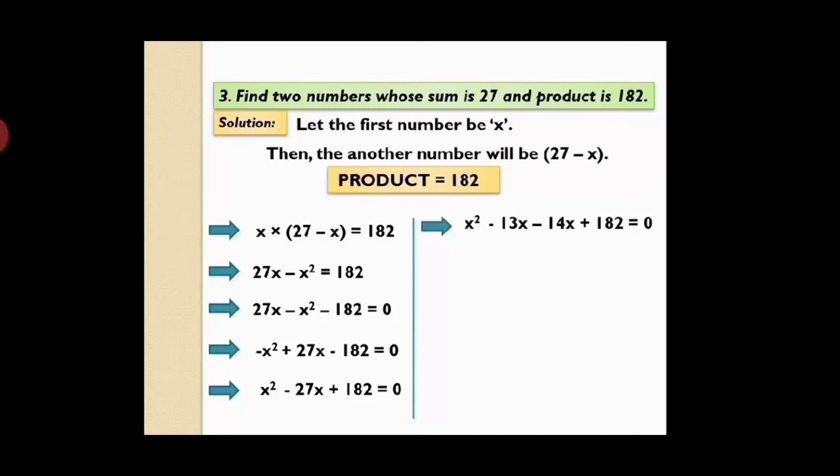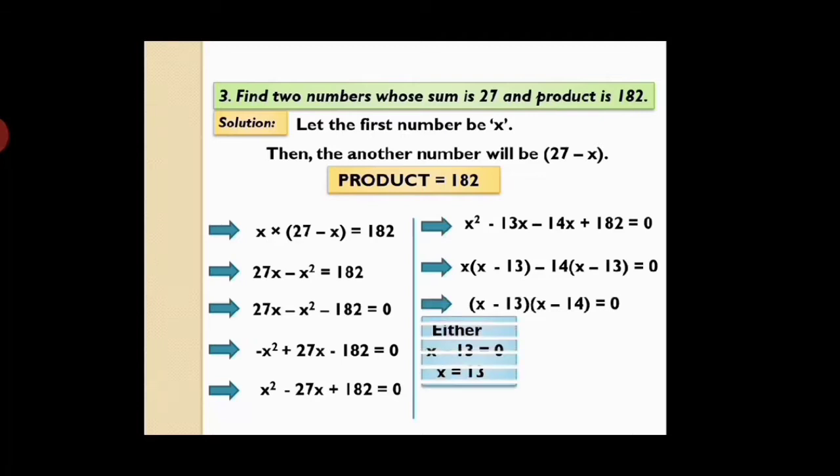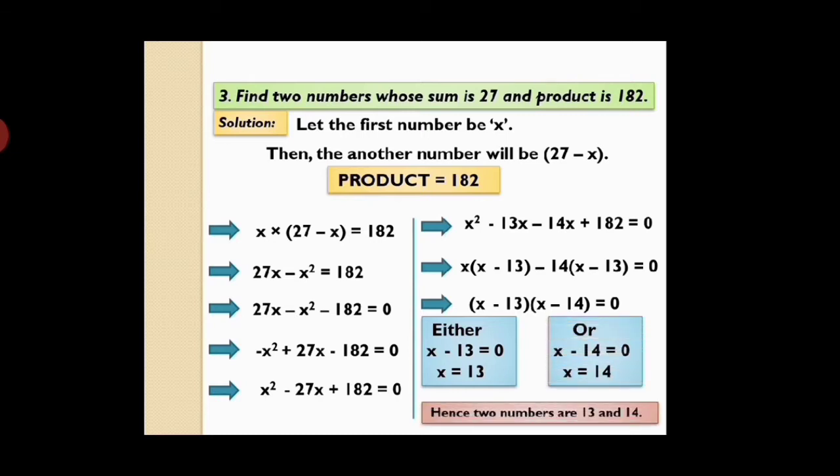Then we will make groups of two terms: x into x minus 13 minus 14 within bracket x minus 13 equals 0. We will take x minus 13 as the common factor. We will get x minus 13, x minus 14 equals 0. So either x minus 13 equals 0, we will get x equals 13, or x minus 14 equals 0, we will get x equals 14. So the two numbers are 13 and 14, whose sum is 27 and product is 182.